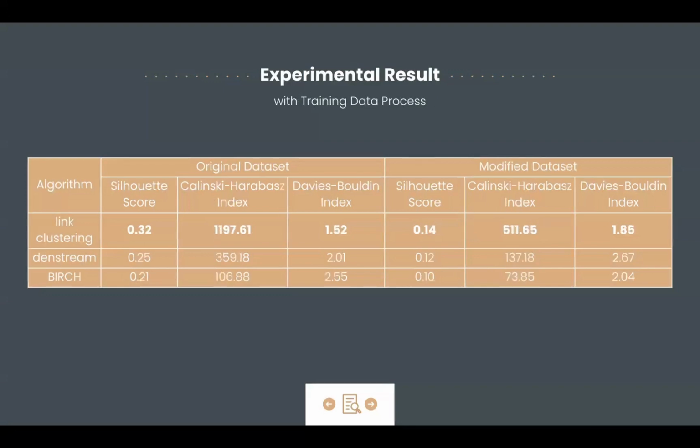And the same result is observed in the testing with the training process, where Link clustering outperforms in all metrics, in both the original and modified dataset testing.